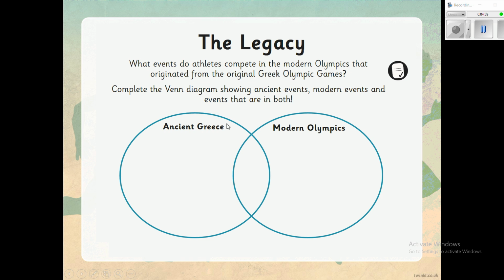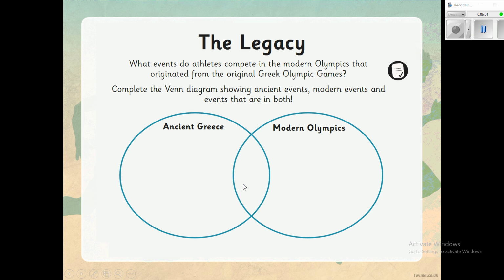What I mean by a Venn diagram, okay, it says here, complete the Venn diagram showing ancient events, modern events, and events that are in both. So all the ancient Greek events that occurred in the Olympics, I want you to put on this side. All the events that occur in the modern day Olympics, I want you to put this side. And if there are any that happen in both ancient Greece and now, I want you to put in the middle.